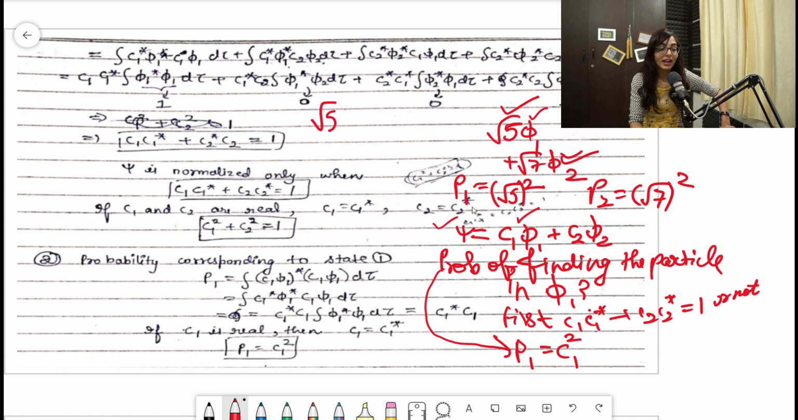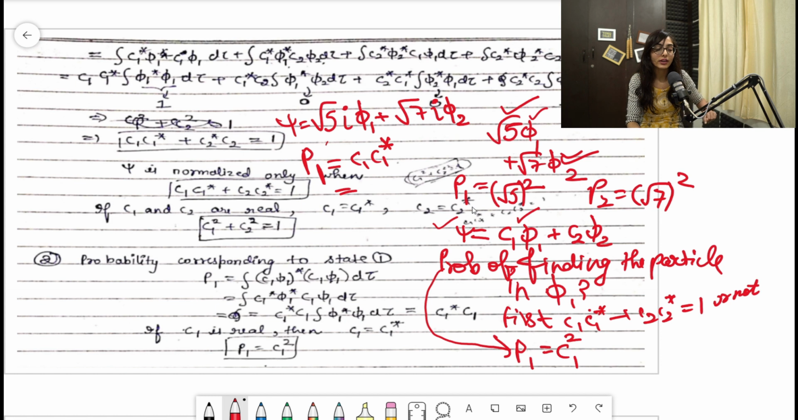Suppose root 5 i phi 1, suppose this is the wave function, plus root 7 i phi 2 is there. Clear? Then you have to see it like that. Probability of finding the particle in one state would be C1 into C1 star. Now that would not be C1 square. Whenever it comes, you will not take C1 square, you will take C1 into C1 star. Clear? So let's take it.